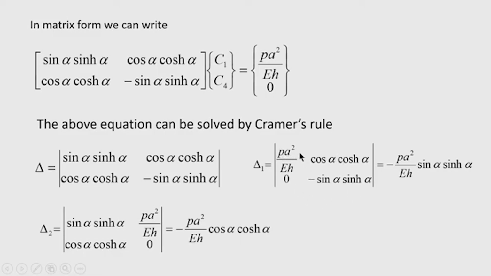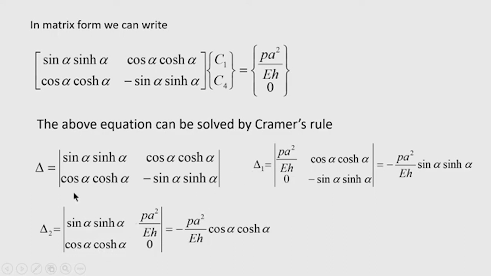of the determinant will lead to this equation: minus p a square divided by E h sin alpha sin hyperbolic alpha. Delta 2 we now write in this way: sin alpha sin hyperbolic alpha, cos alpha cos hyperbolic alpha, p a square by E h, 0 determinant, and we expand this determinant, we now get p a square by E h cos alpha cos h alpha with a minus sign. Okay. So, delta 1 and delta 2 are obtained.